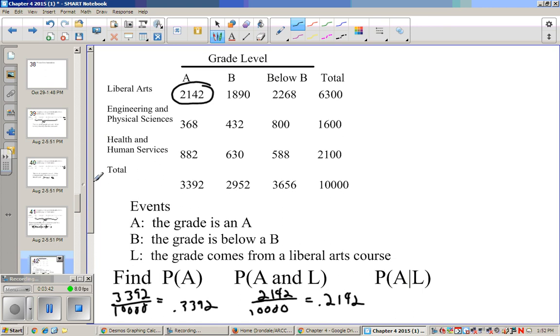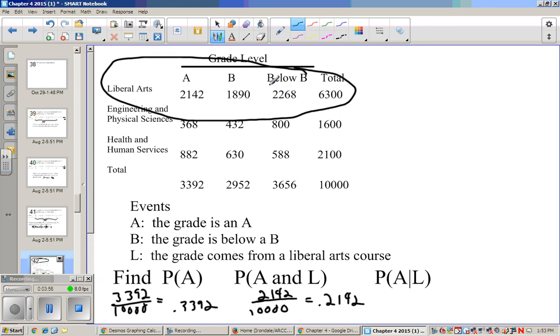Now it starts to get a little trickier. What's the probability that they got an A given the fact that they were in a liberal arts course? So now we assume that they're in a liberal arts course. So I'm narrowing my sample space to just these values. So out of these people, what's the probability they got an A? Well, that's 2,142 out of, now the grand total is 6,300. Now when I take those numbers and divide them out, I get 0.34.